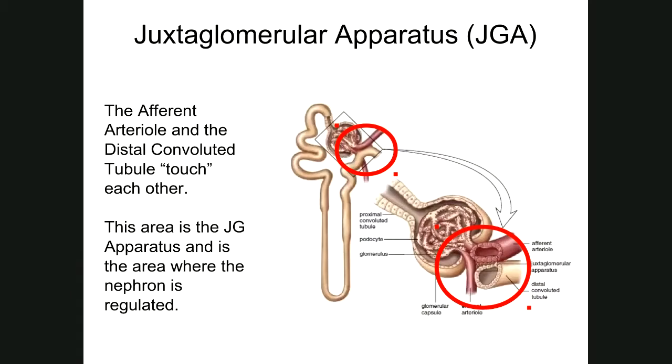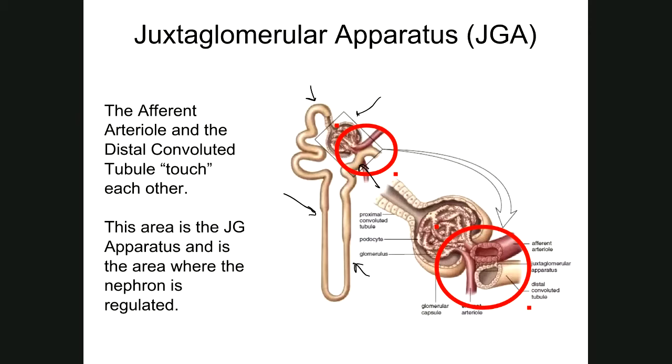Well, we need to regulate the amount of fluid that's produced. So a third part to this nephron, and that's the regulatory portion. So look, there's our nephron right there. There's Bowman's capsule. There's our proximal convoluted tubule. There's the loop of Henle, descending and ascending. And here's the distal convoluted tubule.